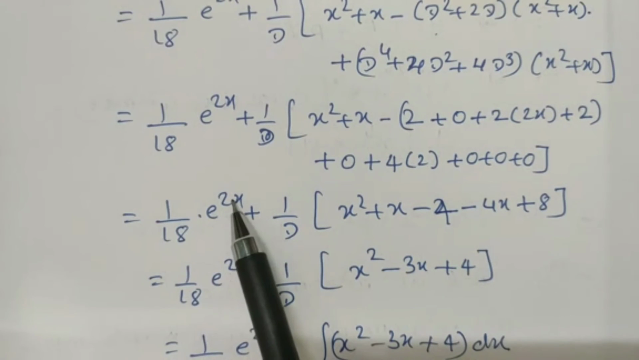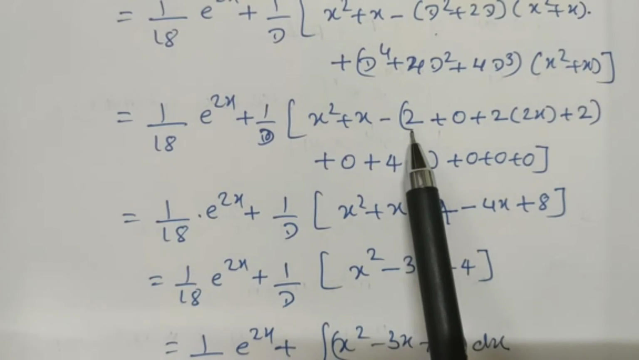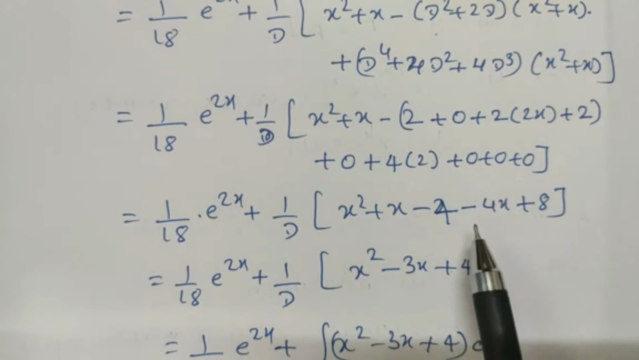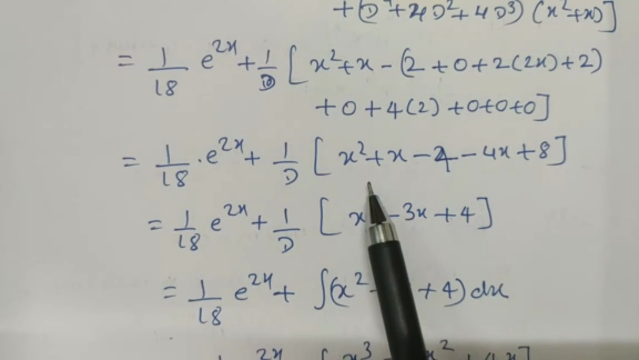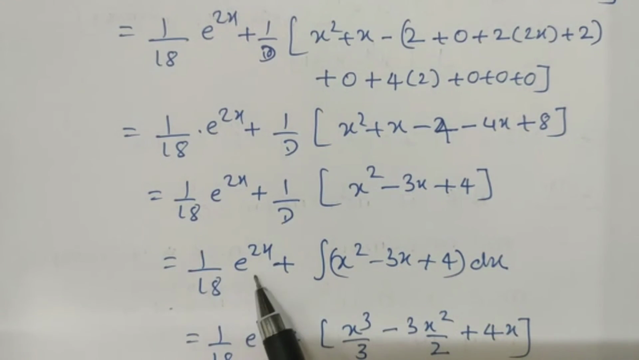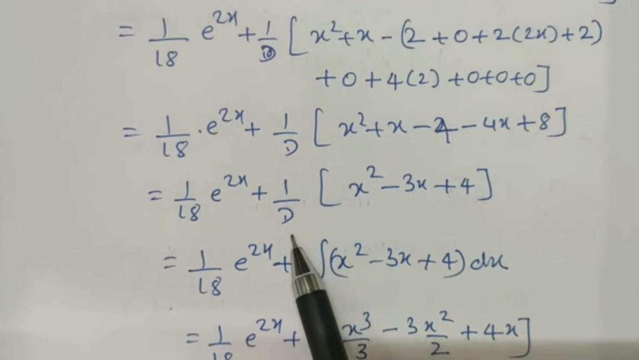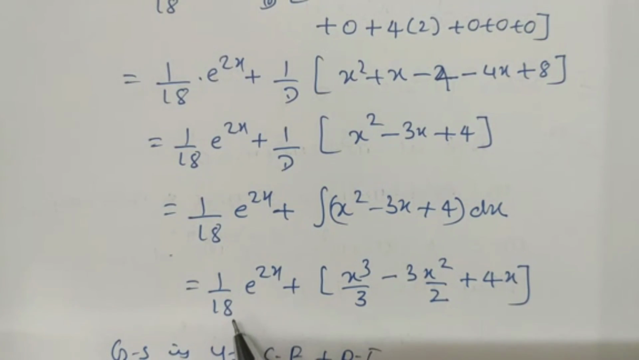So now it is 1 by 18 e raised to 2x as it is, plus 1 by d. Here it is x square plus x minus 2 plus 2 is 4, and it is minus 4x, and this one is plus 8. It is equal to 1 by d of x square minus 3x plus 4, and 1 by 18 e raised to 2x as it is, plus 1 by d means integration, integration of x square minus 3x plus 4. So first 1 by 18 e raised to 2x as it is, then plus integration of x square is x cube divided by 3, minus integration of 3x is 3x square divided by 2, plus integration of 4 is 4x.